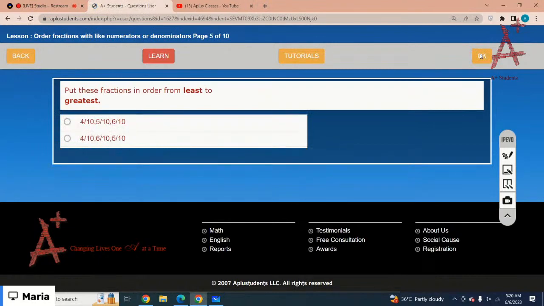Okay, put these fractions in order from least to greatest. So which is the correct option, 1 or 2? It would be option number 1. 4 by 10, 5 by 10 and 6 by 10.